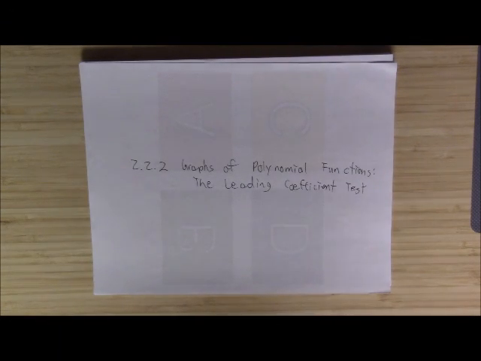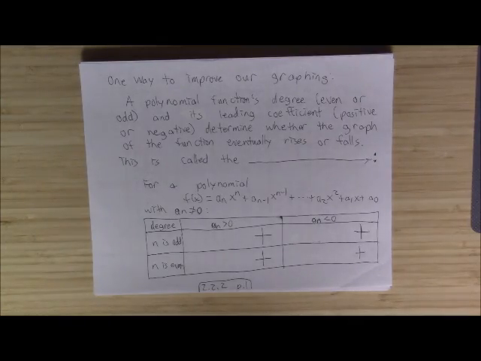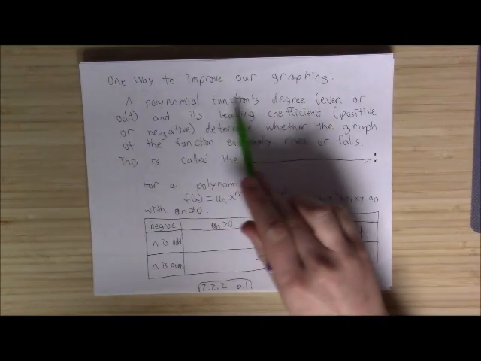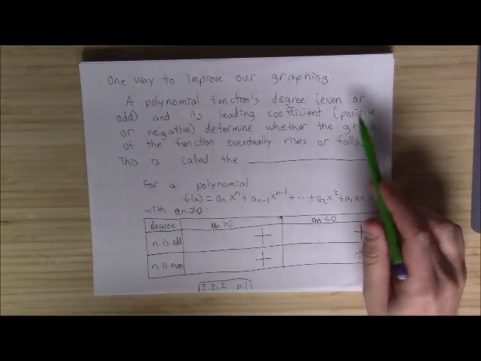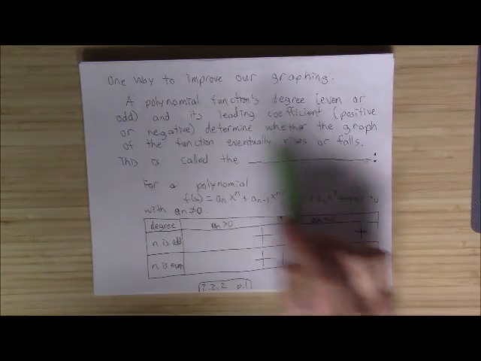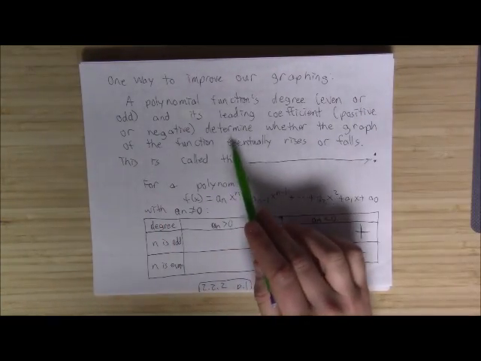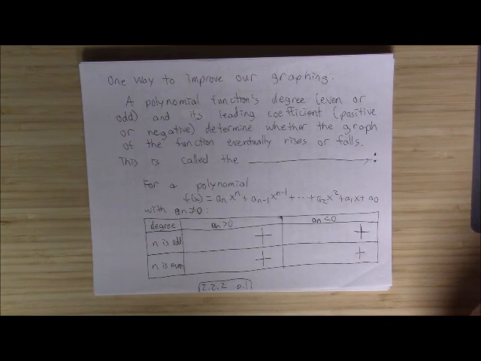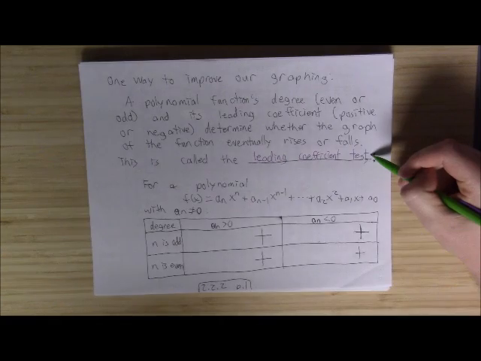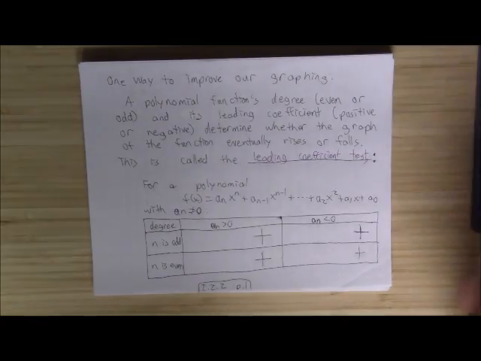Alright, in this video we'll be talking about the leading coefficient test to help us graph polynomial functions. So one way to improve our graphing is with the following remark. A polynomial function's degree, which is even or odd, and its leading coefficient, positive or negative, determine whether the graph of the function eventually rises or falls. This is called the leading coefficient test.